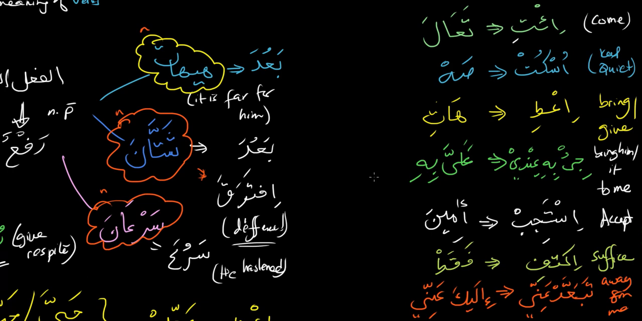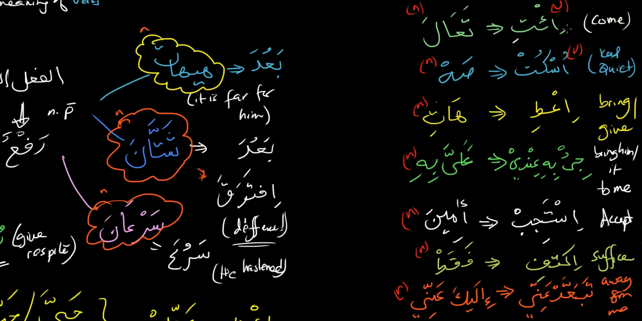So, alright, these are some more nouns that have the meaning of verbs. Ta'al means i'ti. These are all nouns, and these are all mabni. They have the meaning of these verbs. Ta'al is the same thing as i'ti, come. Sah is uskut, be quiet. Hati is i'ti, which means bring or give.